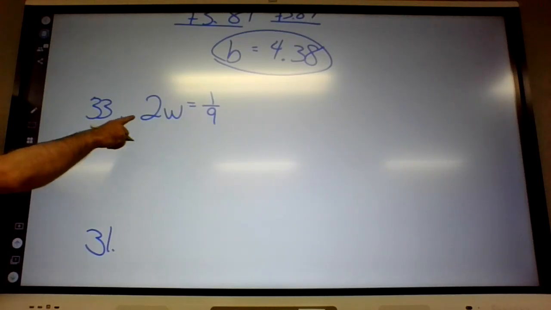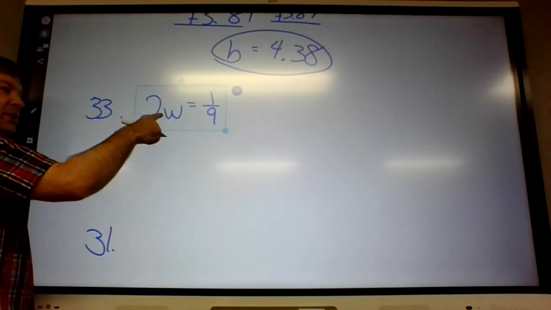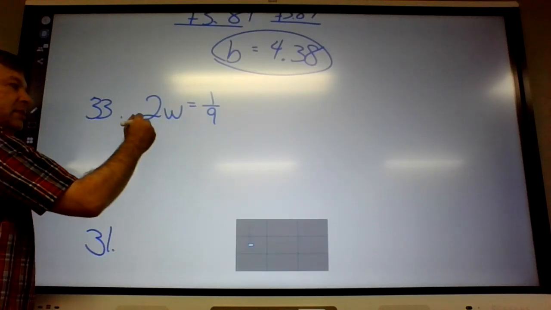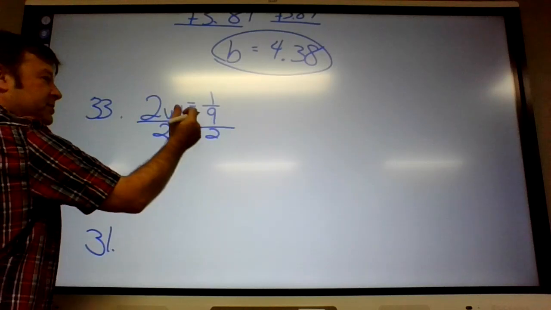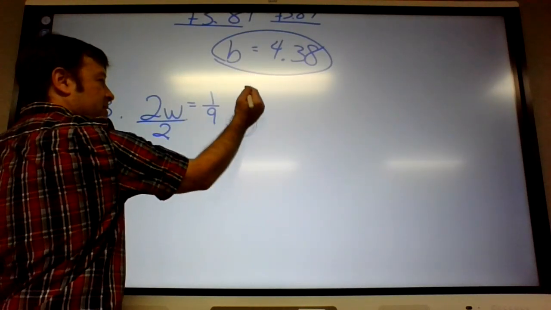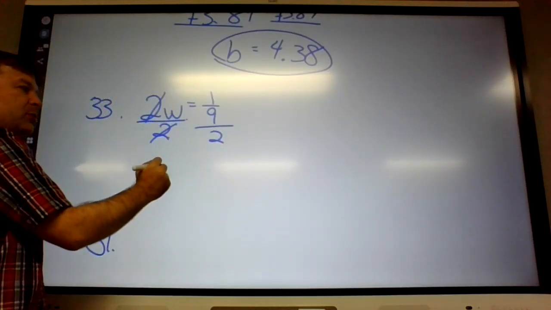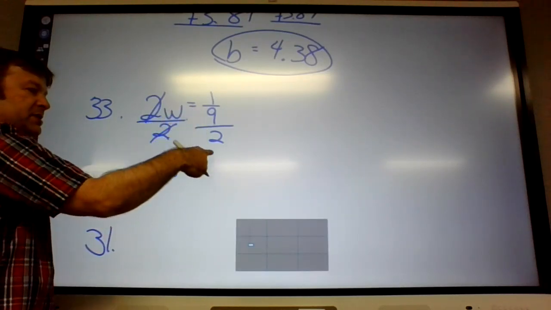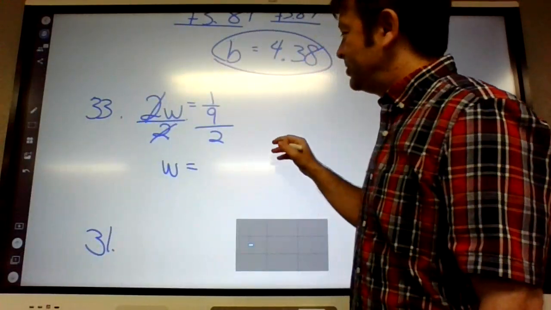Okay, so what is happening between the 2 and the W right here? What's it mean when they're right next to each other? Multiplying. So how do I get rid of a times 2? Divide by 2. Okay, I like using the division bar. So times 2 and divide by 2 cancel out. That was the point. So over here we just have W, and on the right side we're going to have whatever this is, and that'll be what W is equal to. That's the answer.